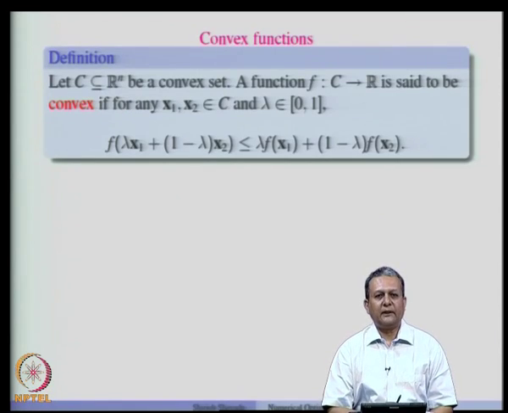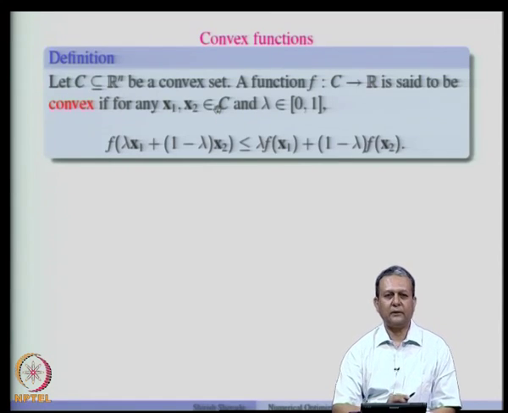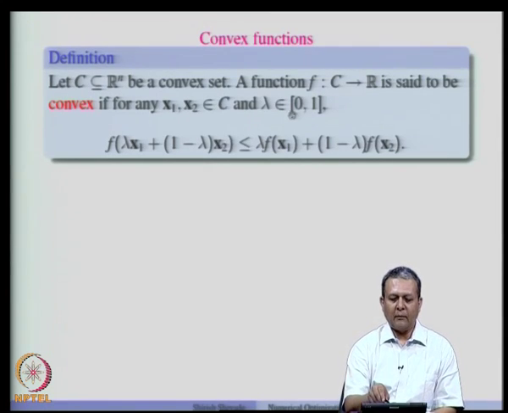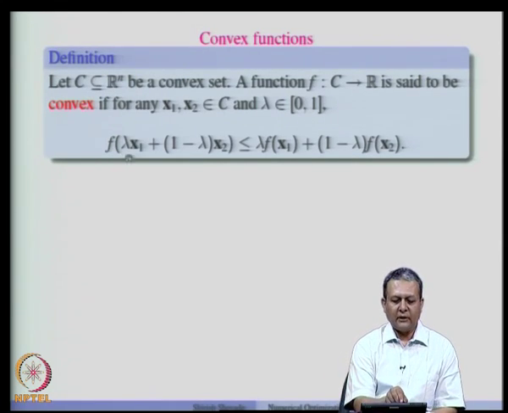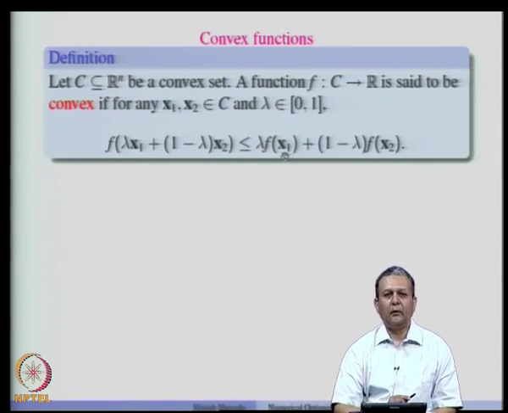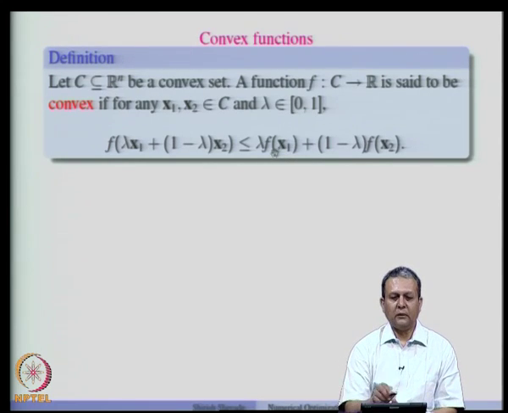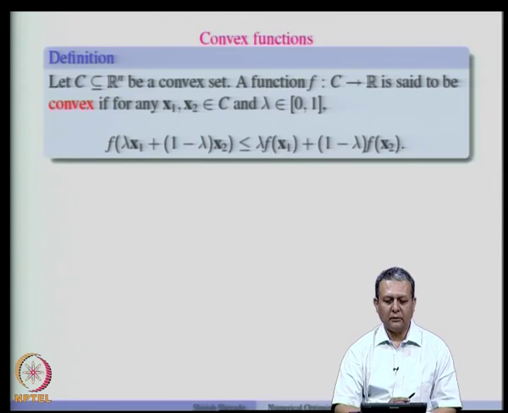Let us consider a convex set C and a function f from C to R, a real valued function defined on the set C. The function is said to be convex if you take any 2 points x1 and x2 belonging to the set C, and any lambda which is a scalar in the closed interval 0 to 1, then the value of the function at any point on the line segment joining x1 and x2 in the set C will always be less than or equal to the value of the function interpolated between the 2 chords.